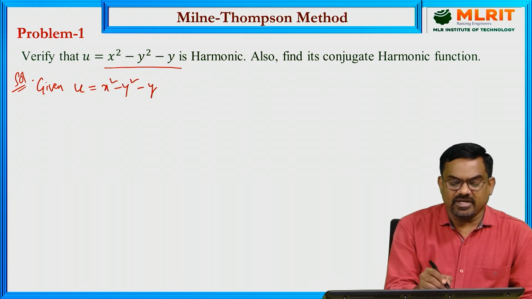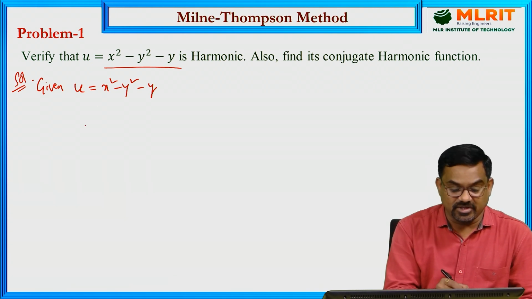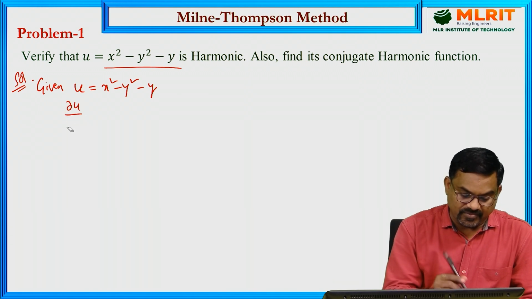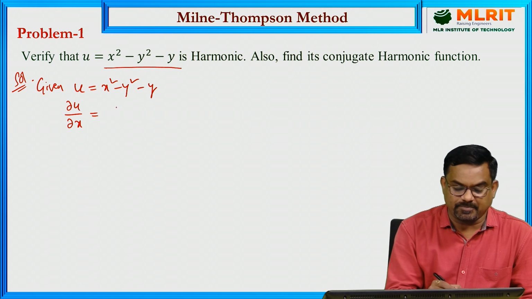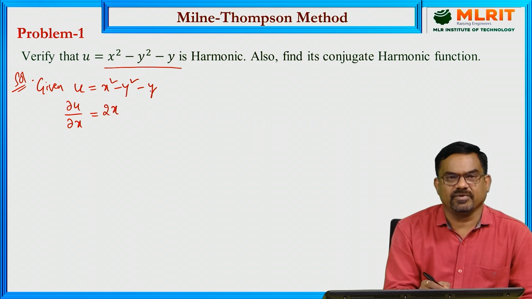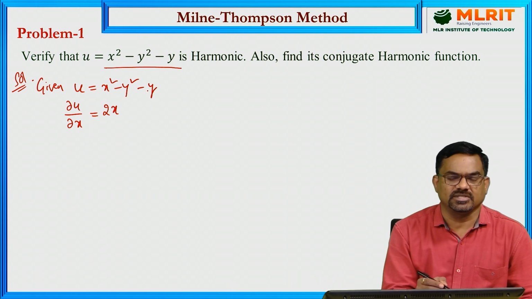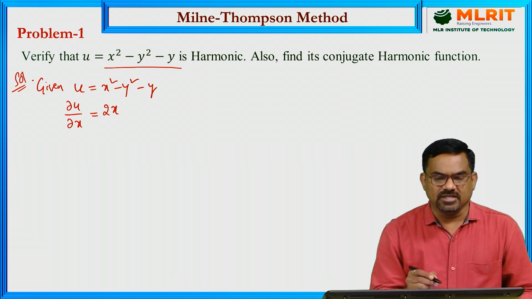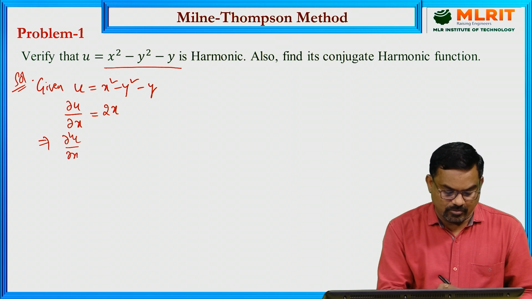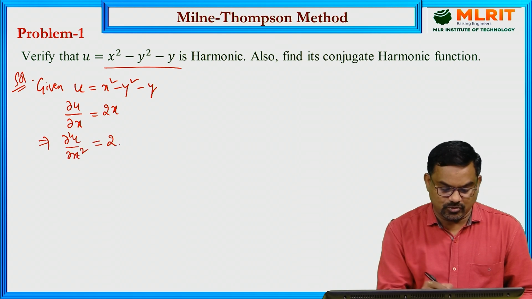To check whether it is harmonic or not, we need to find its second order partial derivatives with respect to x and y. So let us find dou u by dou x with respect to x. So here 2x, whereas the remaining are functions of y, so we treat y as constant and the derivative of constant is 0. That implies again differentiating, dou square u by dou x square is 2.